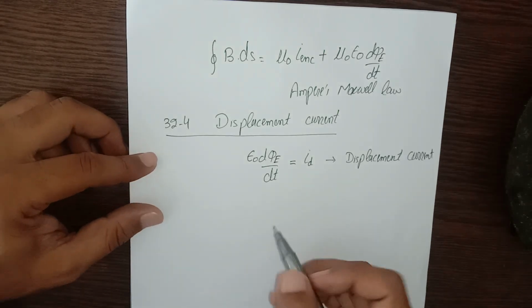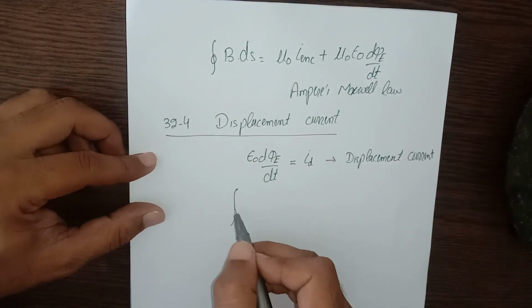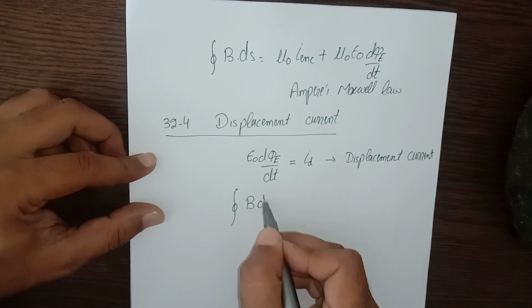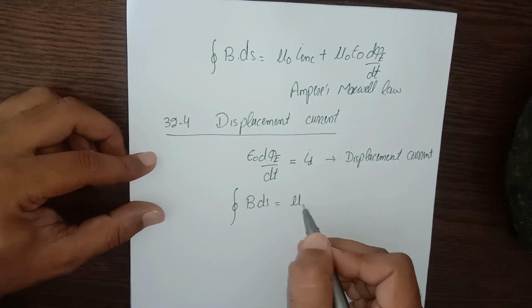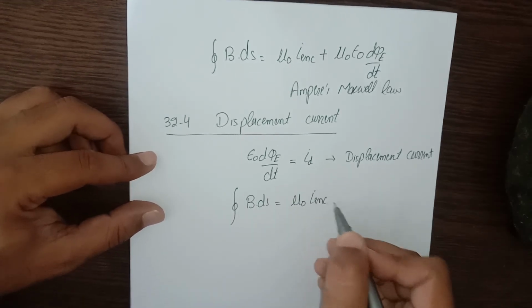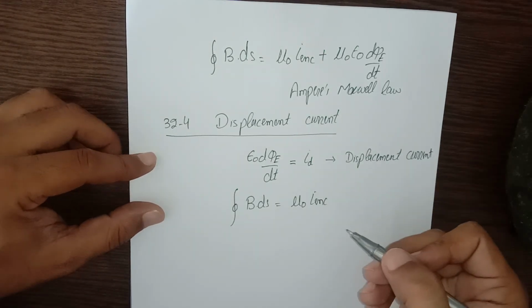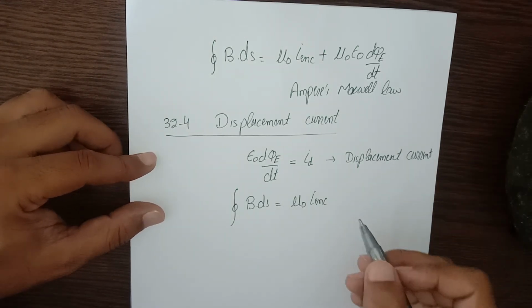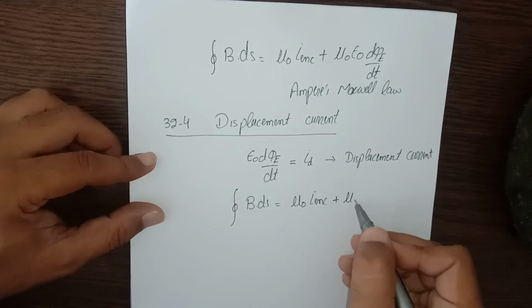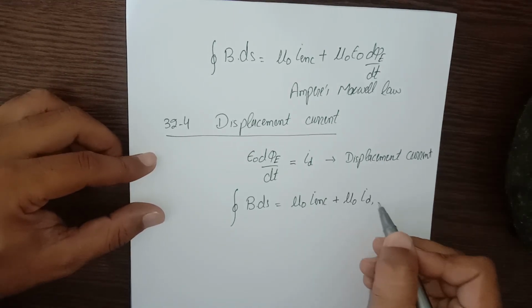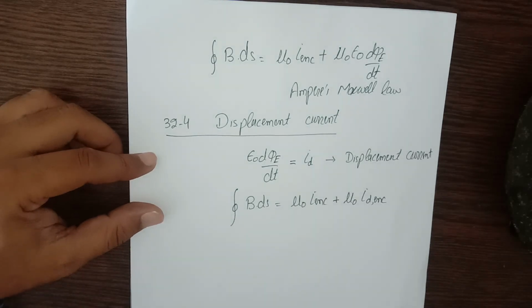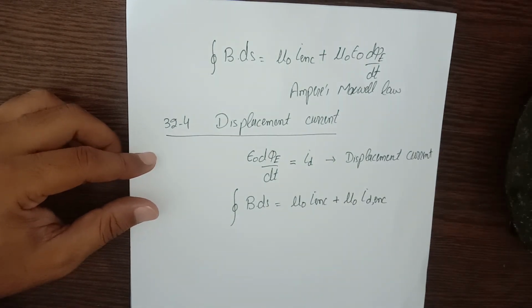Ampere's law, which was originally given as B dot ds equals mu naught times the current enclosed, and the term that was added to it was mu naught times the displacement current that is enclosed. Now this is Ampere's Maxwell law.